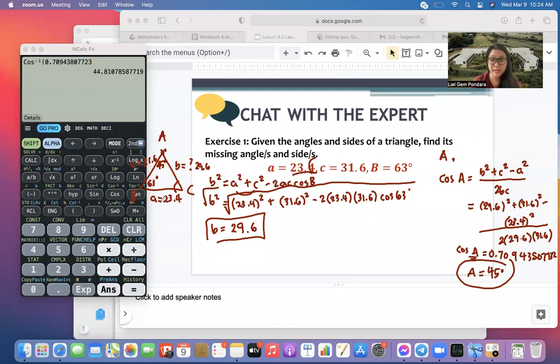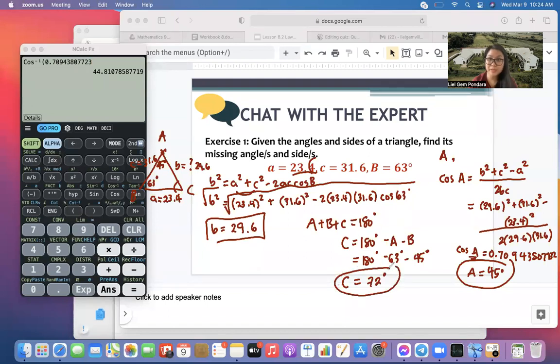180, very good. So A plus B plus C is equal to 180. To solve for C, you just subtract A and B. That's 180 minus 63 minus 45. Then our C is equal to 72 degrees. Any questions?